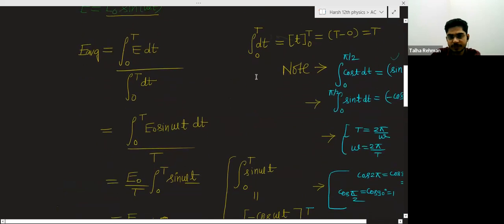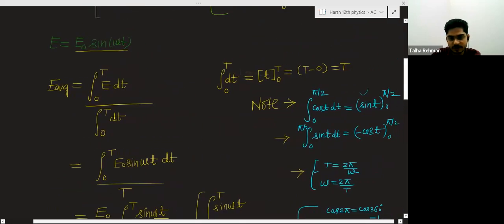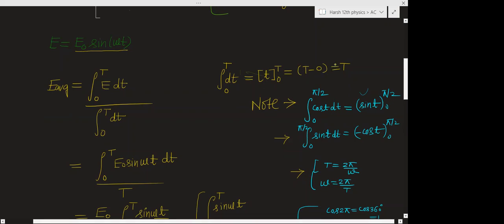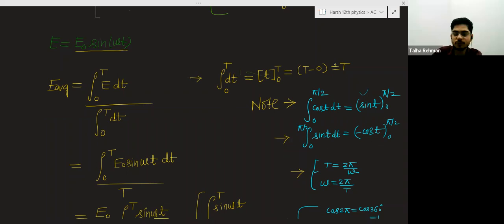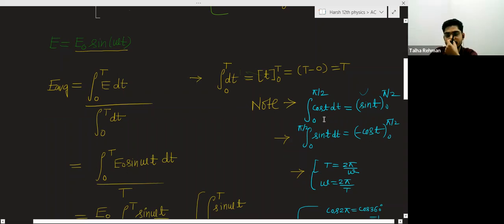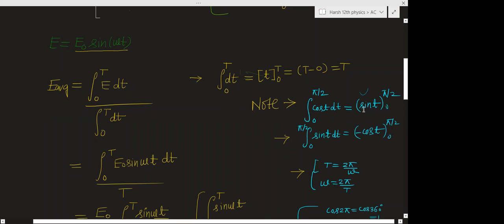So see here the integration. I have already written all the things. See, integral of dt from 0 to T: integration of dt is t, and you apply the lower limit and upper limit and subtract, T minus 0, it will become T. This is the first case. Suppose for example you want to find the integration of cos t dt for the limit 0 to pi by 2, then integration of cos t is sin t, and you will apply the limit and you will get the answer. And integration of sin t is minus cos t.